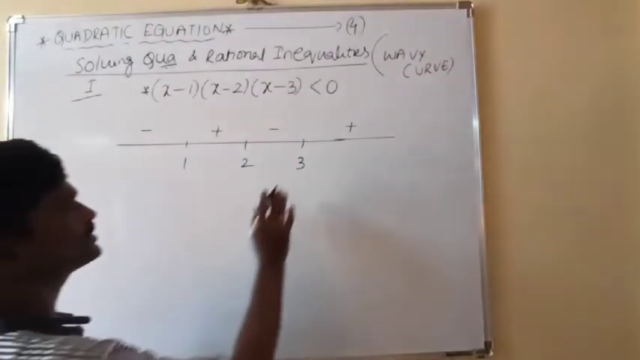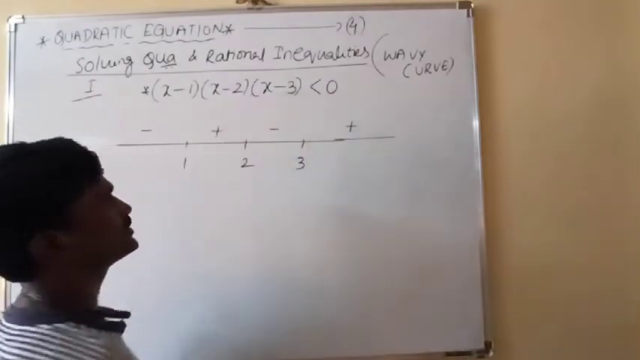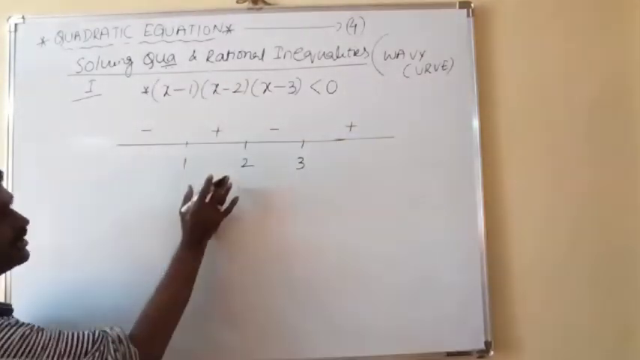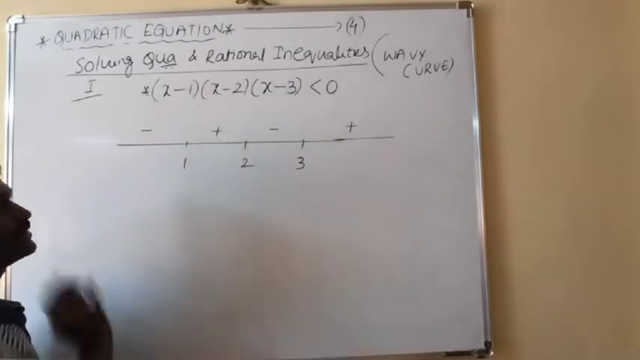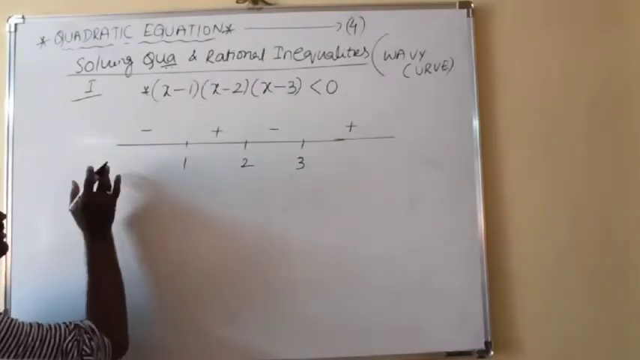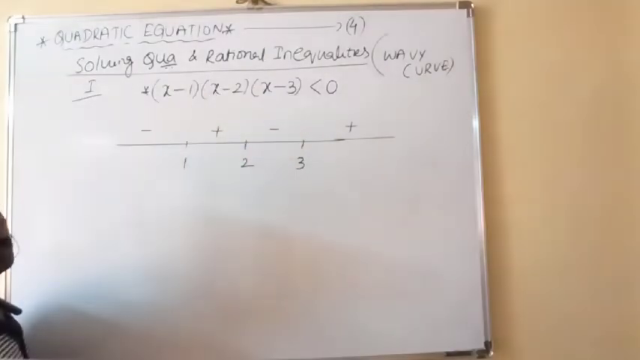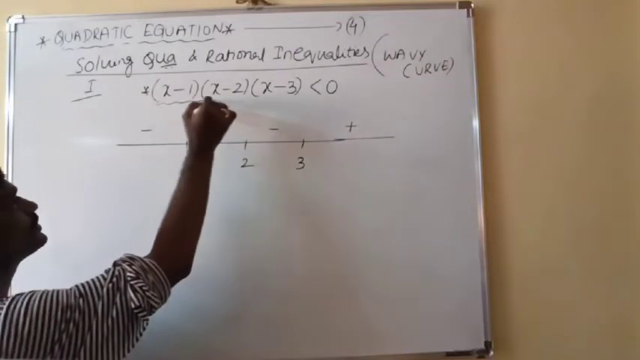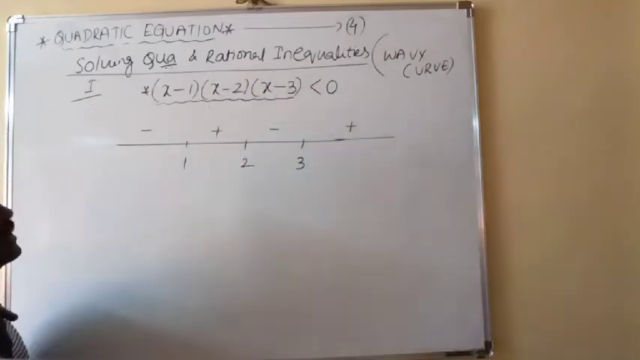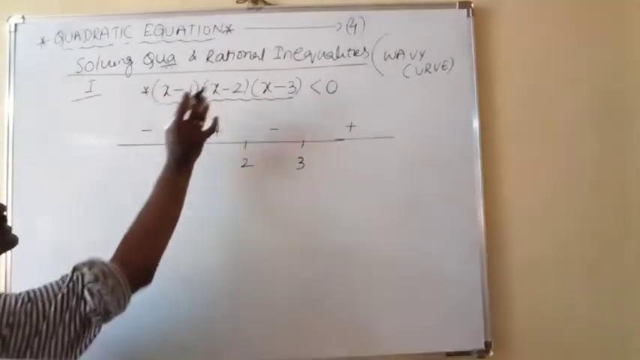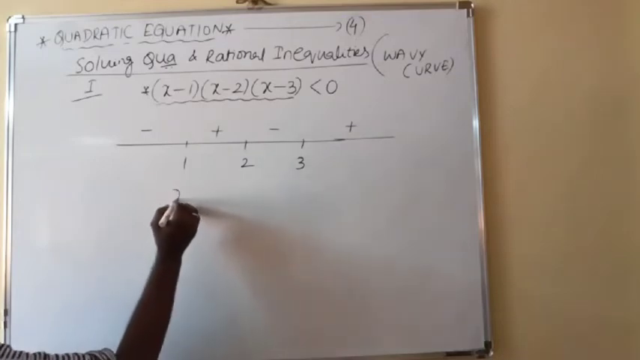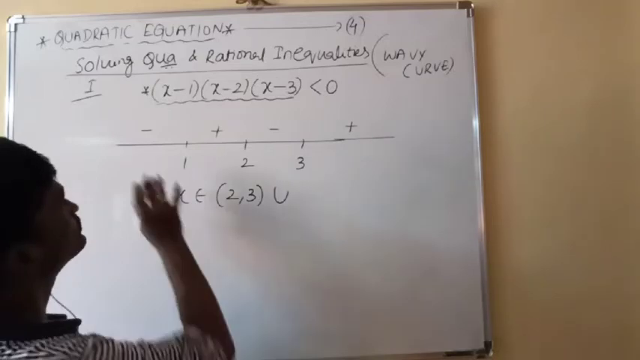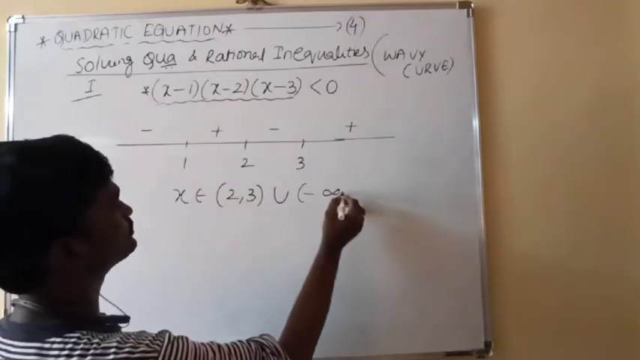So that means when x is more than 3, this product is positive. When x lies between 2 and 3, this product is negative. When x lies between 1 and 2, this product is positive. When x is less than 1, this product is negative. So what is the solution for this inequality? We have to find the values of x where this product is negative. So it is negative between 2 and 3, and also from minus infinity to 1.